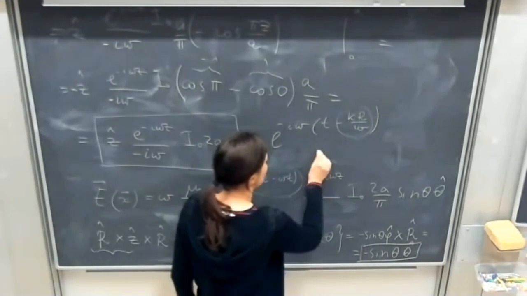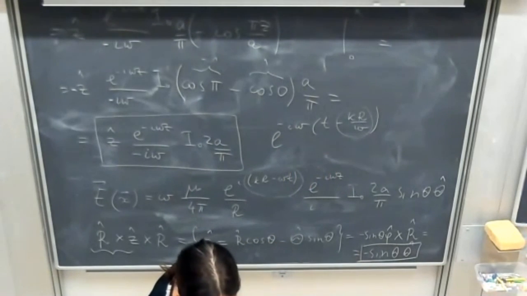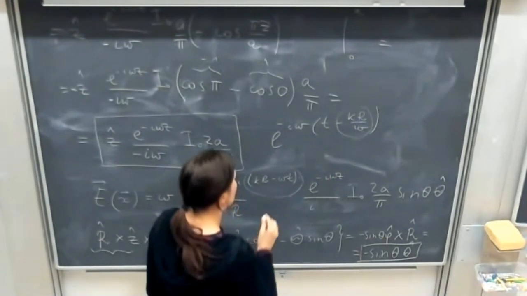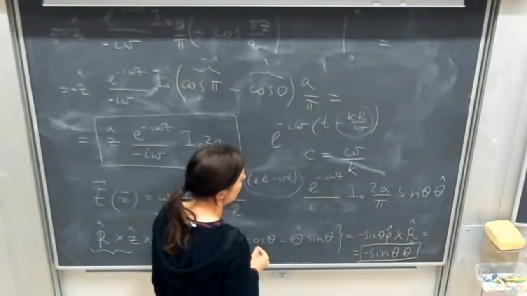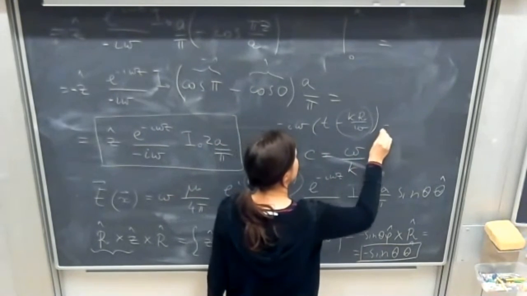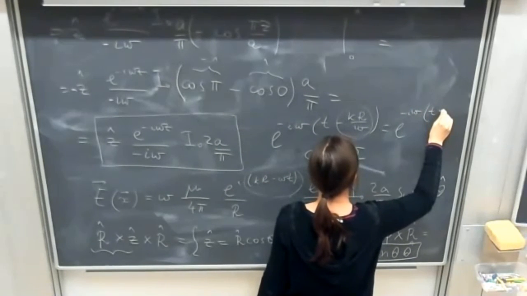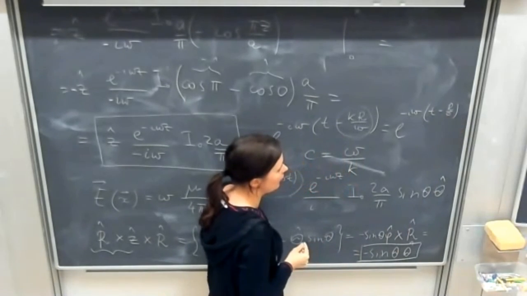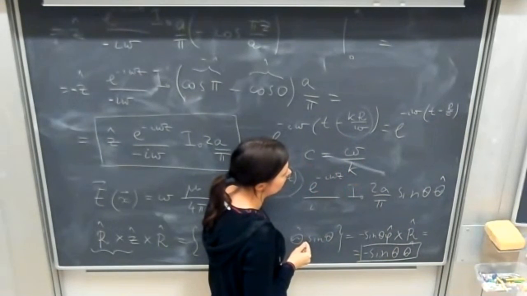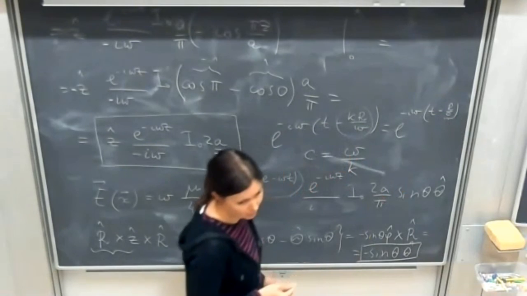And then, of course, also the speed of light is related to omega and k, which is the wave constant. And then this can be rewritten as t minus r divided by c, the speed of light. Yes, this is the retardation time.